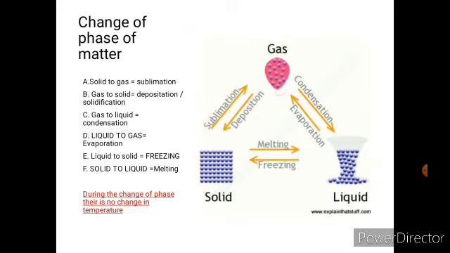Among all these topics, one thing is very common: during the change there will be no change in temperature, although there may be an exchange of heat. Why is there no change in temperature? This is because of the latent heat, and this latent heat we will be discussing in our further topic.